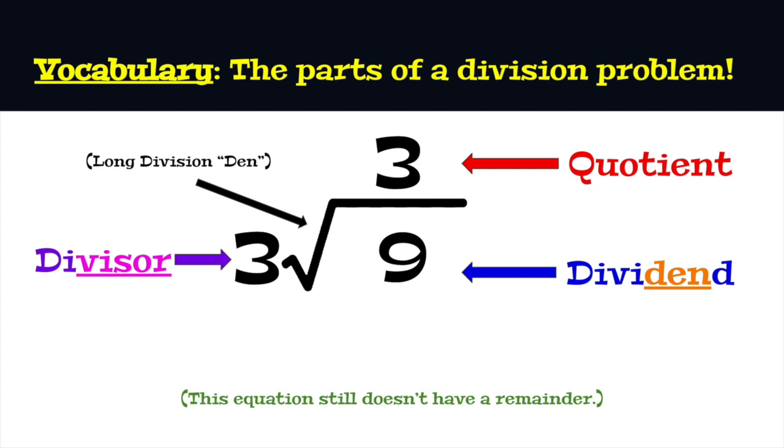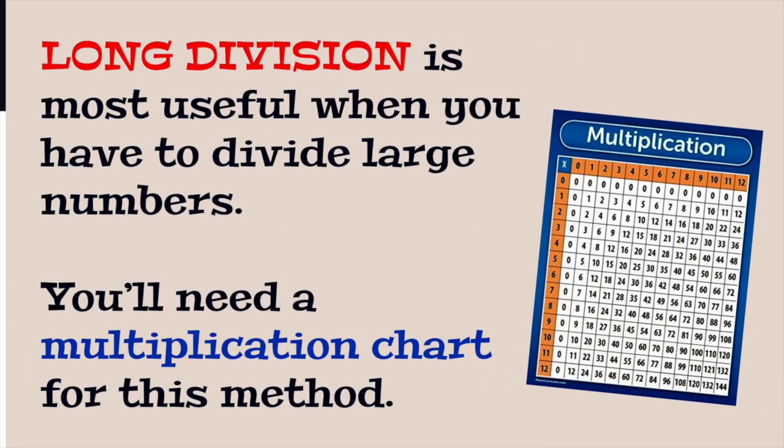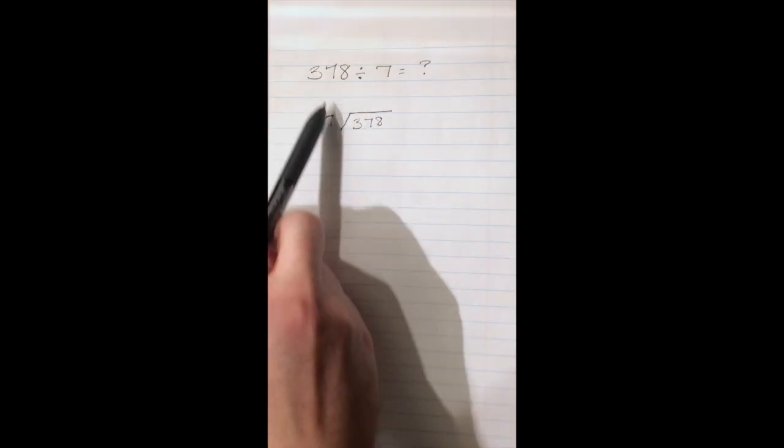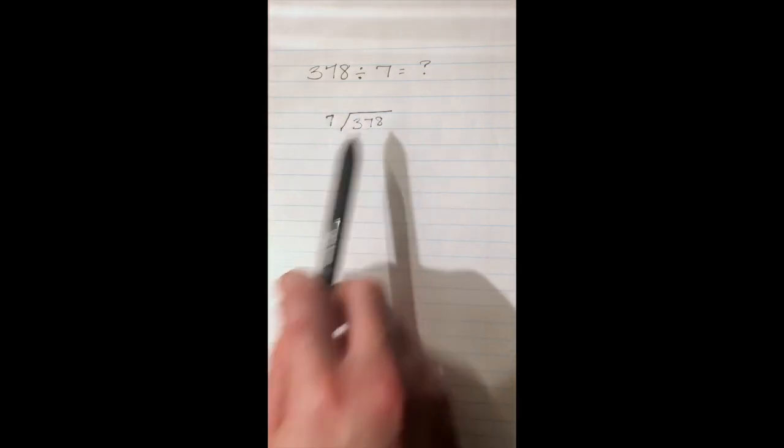Now let's look at this with a bigger problem, when I might actually use the long division den. In order to do this, you will need your multiplication chart. And remember, long division is most useful when you have to divide large numbers. Here's 378 divided by 7. Notice how the problem written this way looks different than this way. A lot of people mistake this as 7 divided by 378, but that is incorrect.